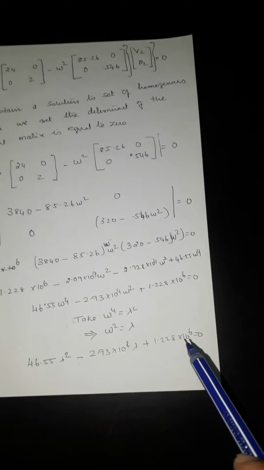So I am substituting here in this equation. Instead of omega 4, I am substituting lambda square. Lambda, this I am getting. So what happened? Now this is the equation, you know that. What is this equation? A lambda square plus b lambda plus c, this is the quadratic equation. You work it out and find the answer.